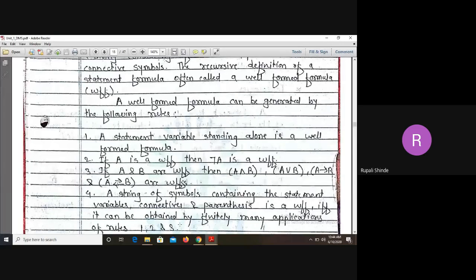So here we can define a well-formed formula as, first rule, a statement variable standing alone is called a well-formed formula. For example, A is a well-formed formula. Second one, if A is a well-formed formula, then negation of A is also a well-formed formula. Third one, if A and B are both well-formed formulas, then A and B, A or B, A conditional B, A biconditional B, that is all the connectives. If you apply all the connectives on A and B, then it will be a well-formed formula. And last one, a string which consists of variables, connectives and parentheses is also a well-formed formula. So these are some rules based on well-formed formula.